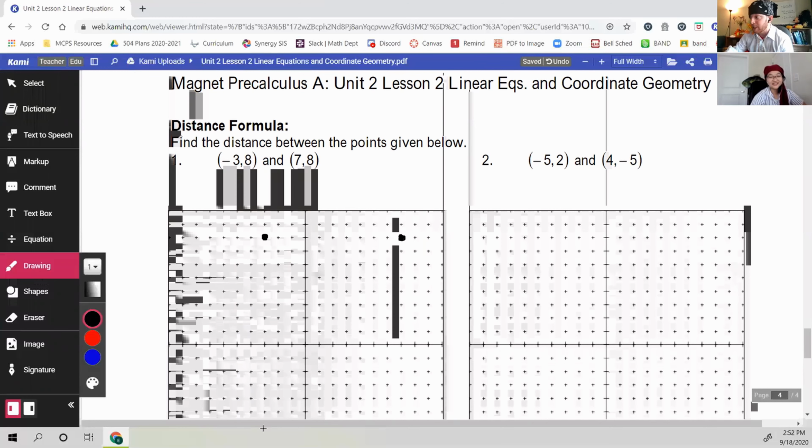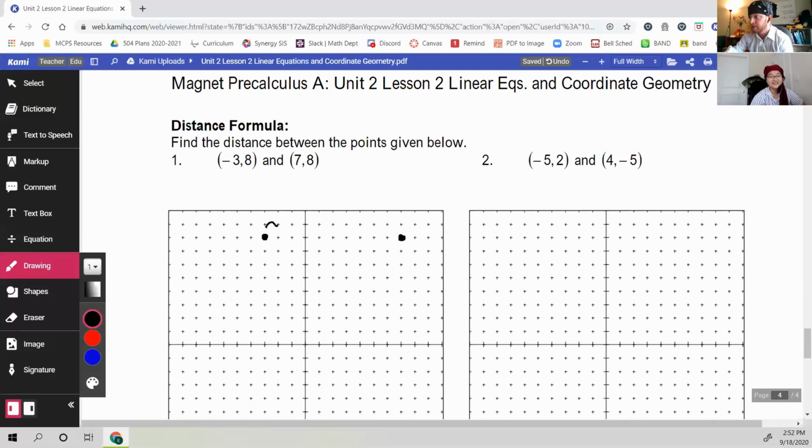We want the distance. Let's just count. 1, 2, 3, 4, 5, 6, 7, 8, 9, 10. Is there a better way I could have done that? Yes. So much better. We could have used the difference of 7 and negative 3. Yes, the one-dimensional distance formula.